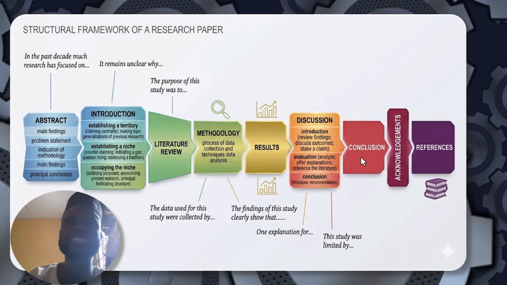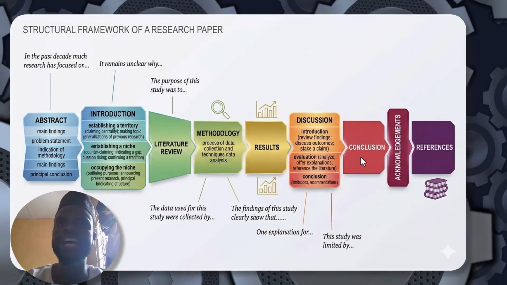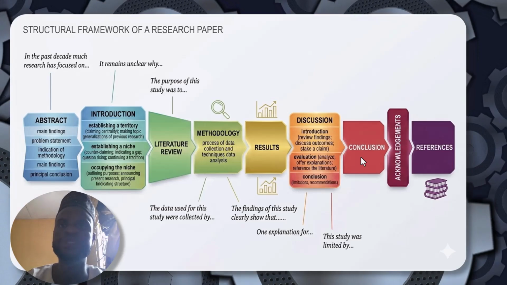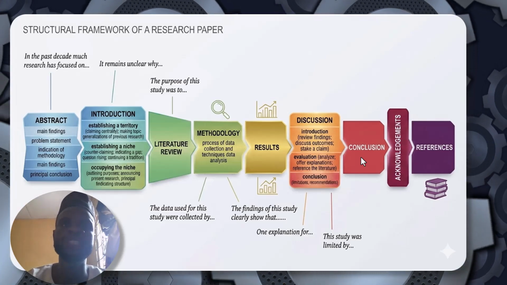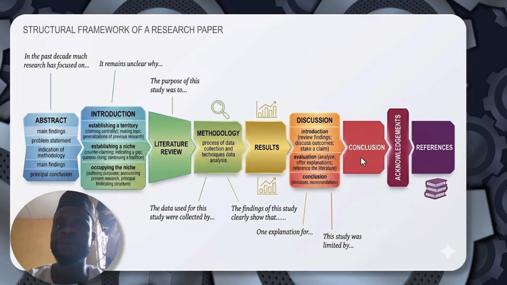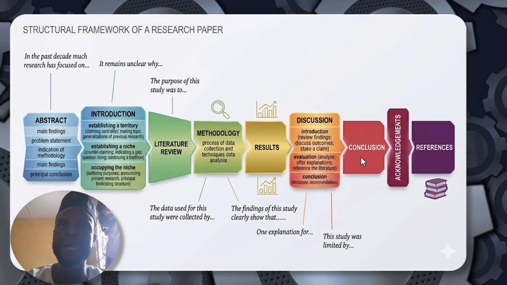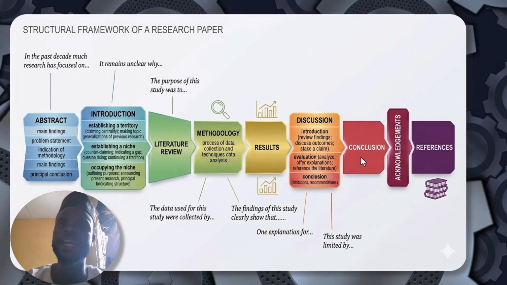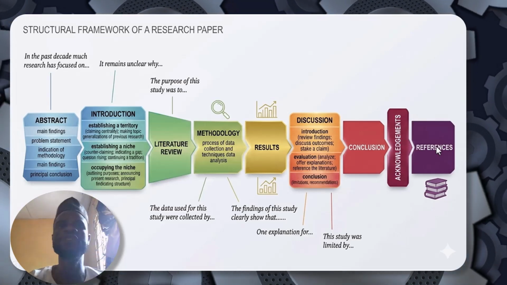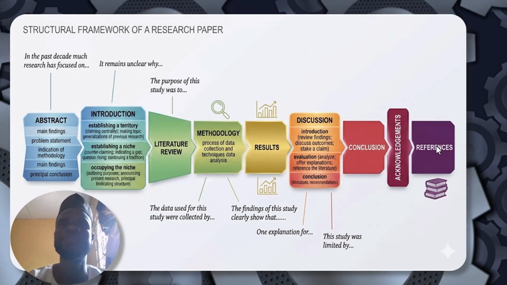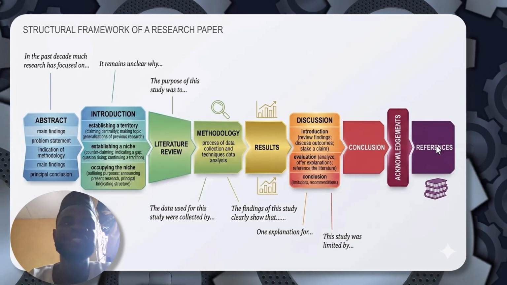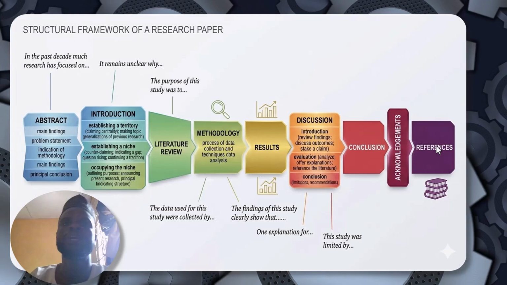In addition to these main sections, most papers also include acknowledgements and references. In the acknowledgements, you thank supervisors, institutions, sponsors, or anyone who supported the research. In the reference section, you list all sources cited in your paper using the required style, such as APA, MLA, Harvard, or IEEE format. Proper referencing is very important because it avoids plagiarism, gives credit to original authors, and strengthens the credibility of your paper.